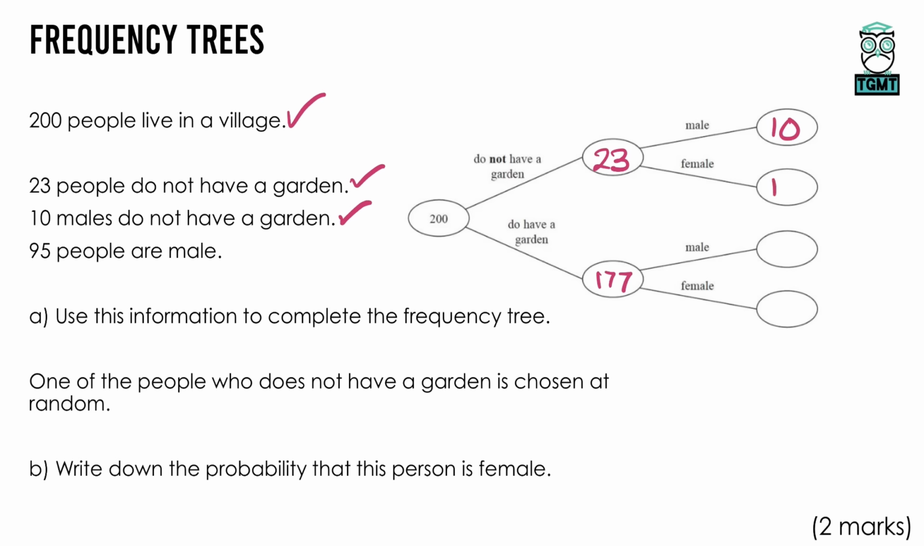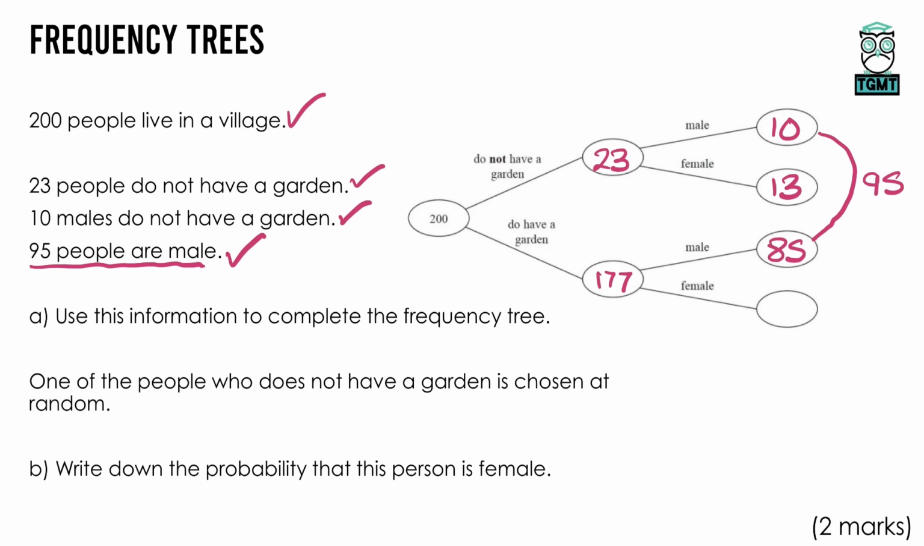23 take away 10 leaves us with 13. That now adds up to 23 on the do not have a garden route. It says 95 people are male. So this one here doesn't give me a number to put in straight away, but it does tell me that these two circles here that have the males in have to add up to 95. Well, I have 10 in that top circle, so this one has to be 85. And there we go. We've done with that.